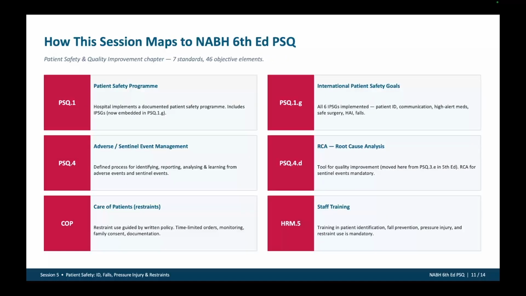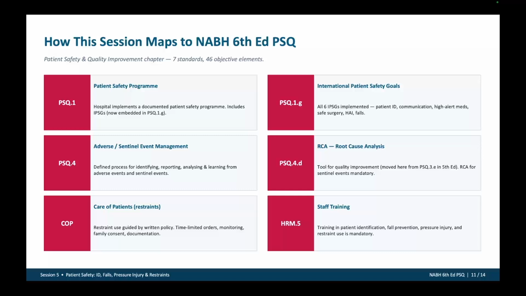How this session maps to NABH 6th edition patient quality improvement. There are 6 points that will be discussed here. The patient safety program: the hospital implements and documents a patient safety program that includes IPSGs, etc. And adverse or sentinel event management: define a process for identifying, reporting, analyzing, and learning from adverse events and sentinel events. Care of patients and restraints: restraint use guided by written policy, time-limited orders, monitoring, and family consent and documentation are crucial.